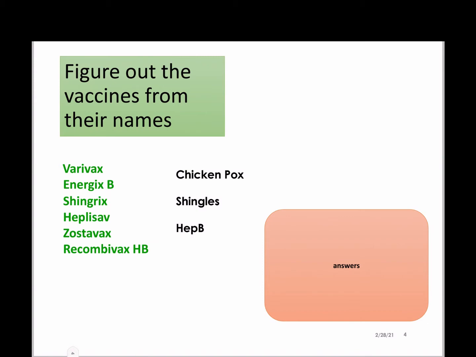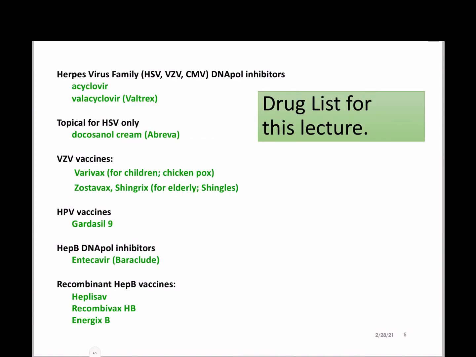So this is an activity that you can do to see if you can figure out which vaccines are for which diseases just from the names of them. And this will end up being very helpful for you so that you don't have to rely on memorization for these vaccines. With only one exception, our only drugs for these DNA viruses are viral DNA-dependent DNA polymerase inhibitors. Luckily, we do have vaccines for most of these, and we'll be taking a look at those as we go on.